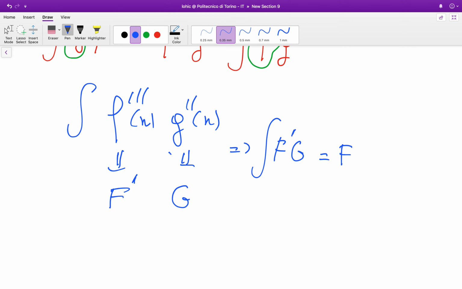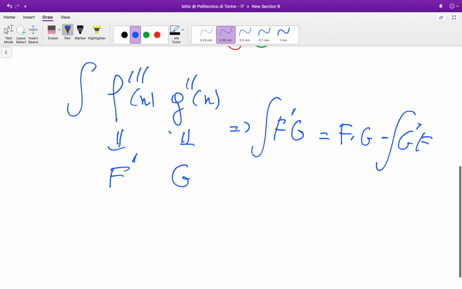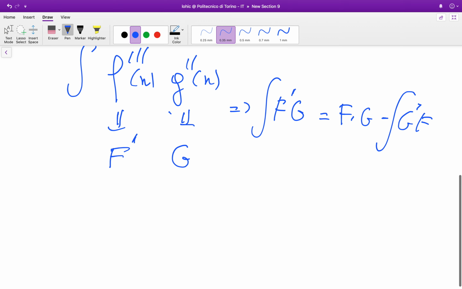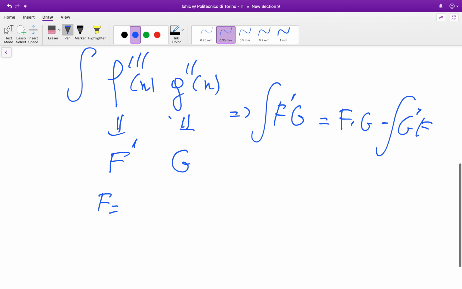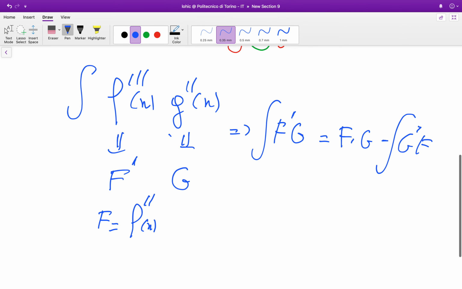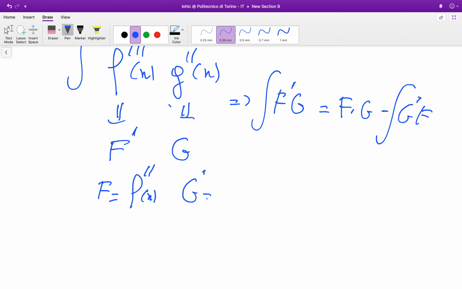That will be f times g minus the integral of g prime times f. Now we need to find f and g. So what is my f? If f prime is the third derivative, f will be the second derivative of x. If g is the second derivative, what will be g prime? Yes, g prime will be the third derivative of x.